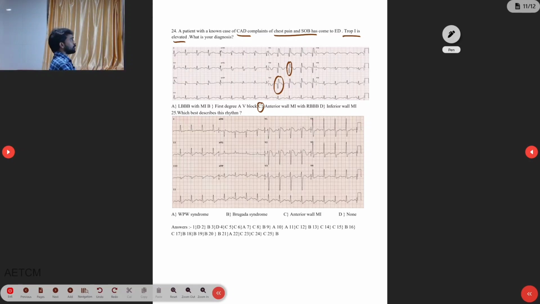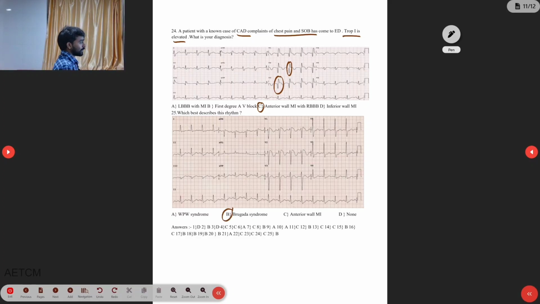Then 25th question, which best describes this rhythm? Option A is WPW syndrome, Wolff-Parkinson-White syndrome. Option B is Brugada syndrome. Option C is anterior wall MI. Option D is none. So the 25th answer is Brugada syndrome.